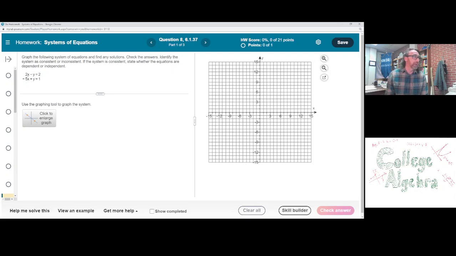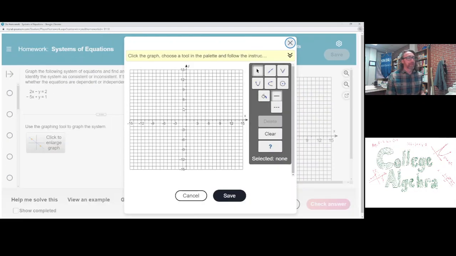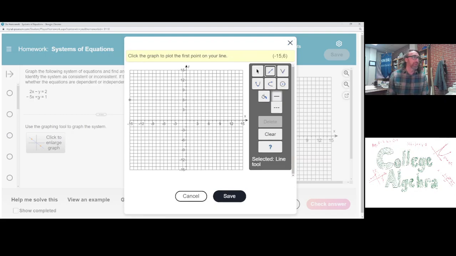So we have two equations here. I'm going to graph each equation. The first equation is 2x minus y equals 2. To graph that, I'm going to use the line tool here. 2x minus y equals 2.